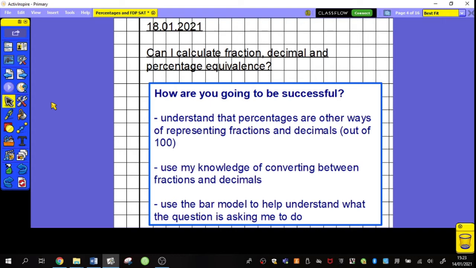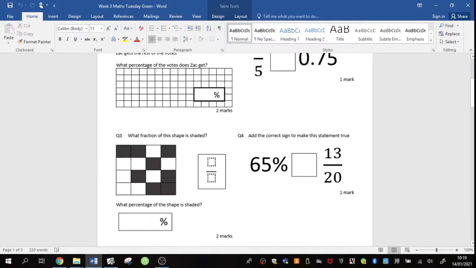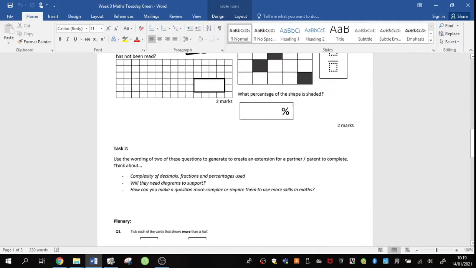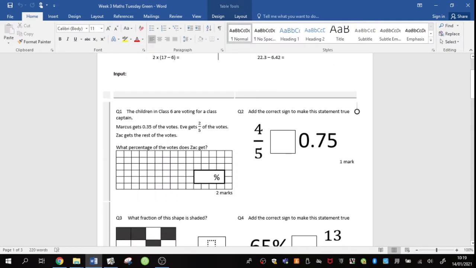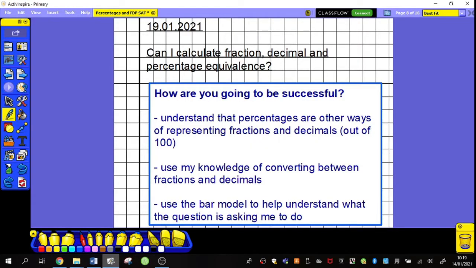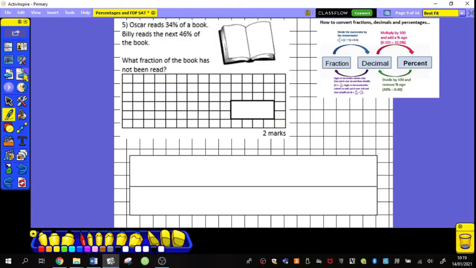You're going to use your knowledge of converting between fractions and decimals, and you're going to use your bar model to help you understand what the question is asking you to do. In task 1, there are a range of question types. Now, I'm not going to go through all of them, but I'm going to look at the first one with you. The rest are fairly self-explanatory.